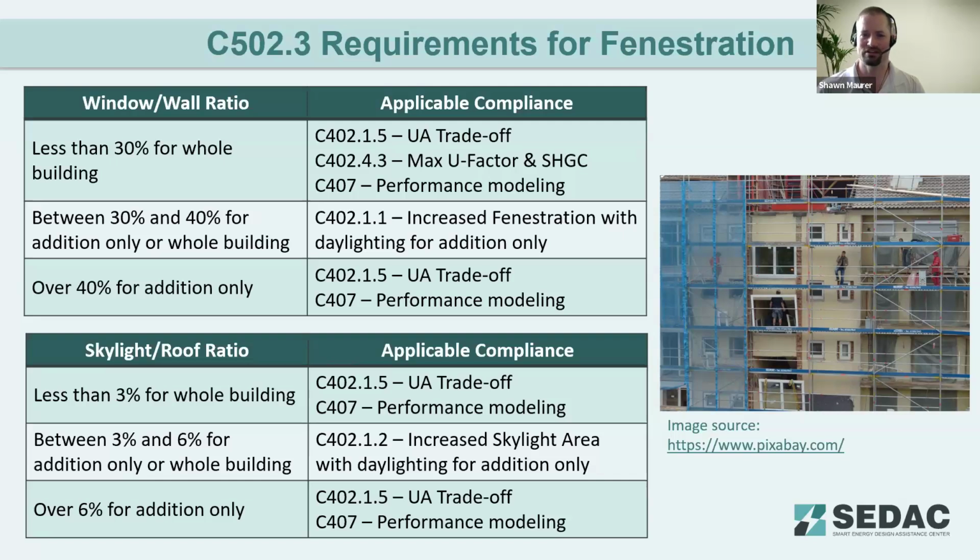If the addition results in a window to wall ratio that is over that 40% maximum, then you have to comply using the UA trade-off method or a performance model that shows that that building is using less energy than a reference design. And again, it's very similar for skylights, except it's that skylight ratio instead of the vertical fenestration window to wall ratio.